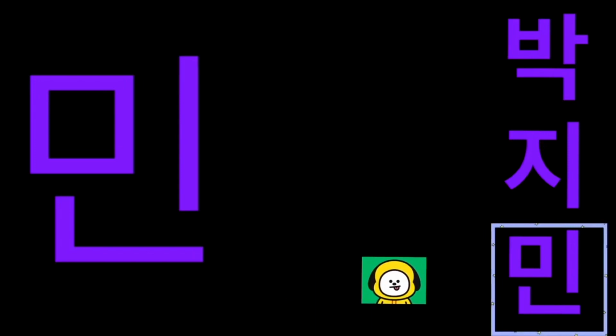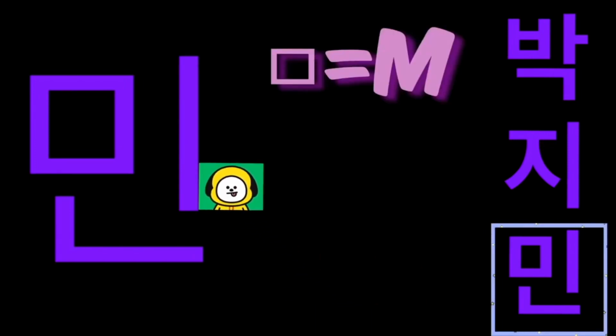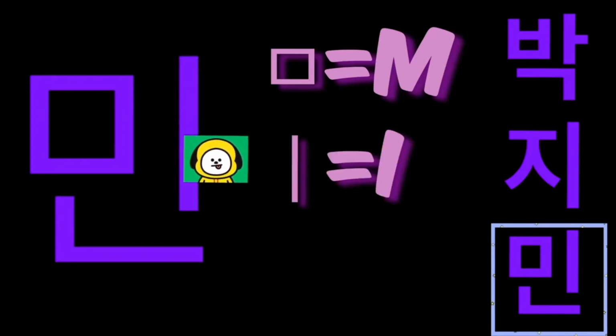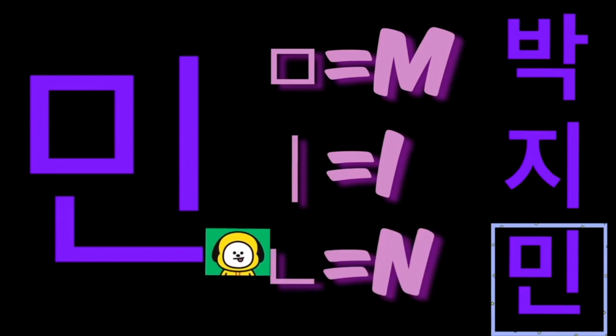The last syllable is min. The first letter is M, the second letter is I, pronounced as I here, and the third letter is N, min.